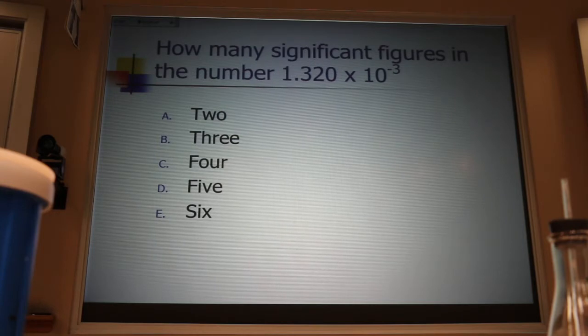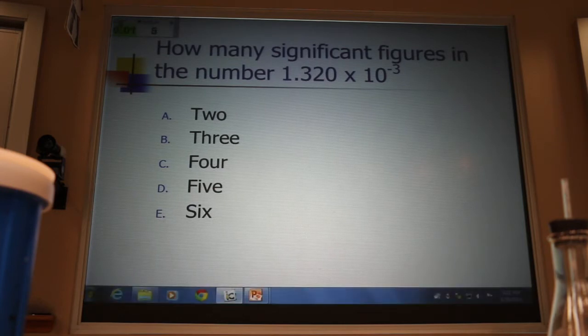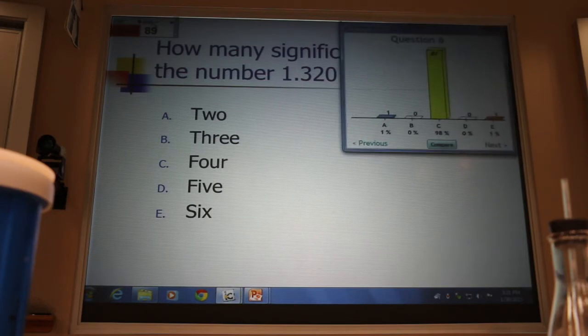So in this one, everyone put C. We'll all get the right answer. Everyone put C. Okay, good job. We finally got one right. Whoa, no. Some outliers.